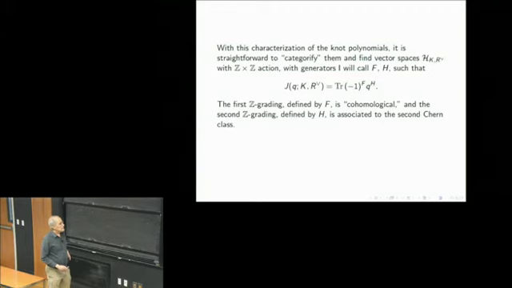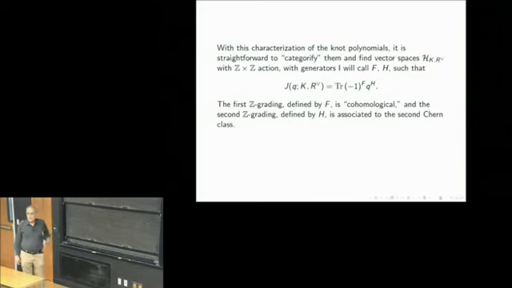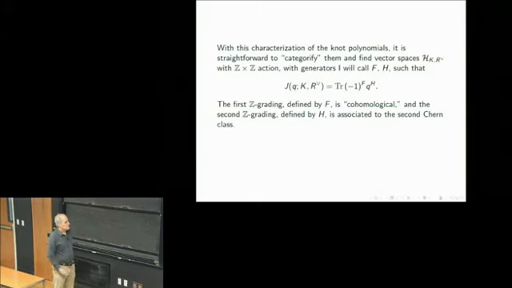And then dually, there are generators. If you want to say there's an action, it's a U(1) times U(1) action generated by F and H, where you could call F fermion number, and H is essentially the second Chern class. And then the knot polynomial is the sort of Euler characteristic or Lefschetz number of this cohomology theory. So the first Z grading defined by F is cohomological, and it's shifted by 1 by the differential that we'll eventually have.